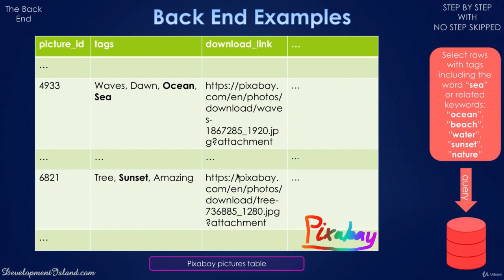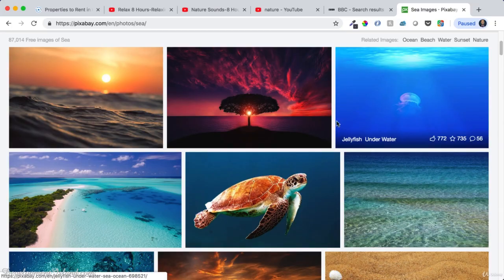So here is our pictures table inside Pixabay. This table is inside this database, and we're looking for rows matching this query. So here we go. We've got a row there containing the words sea and ocean. And we've got another row there containing the word sunset, which is a related keyword to sea. So once the database finds all the results, it's going to send them back to the app, and then the app is going to build this HTML web page and send this back to the user, and finally the browser is going to display this web page to the user.